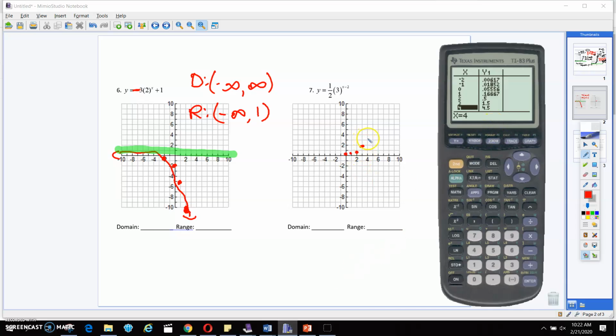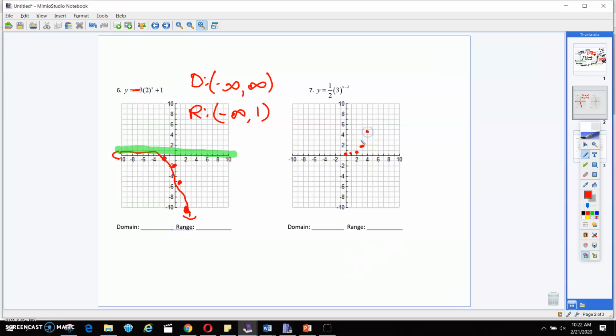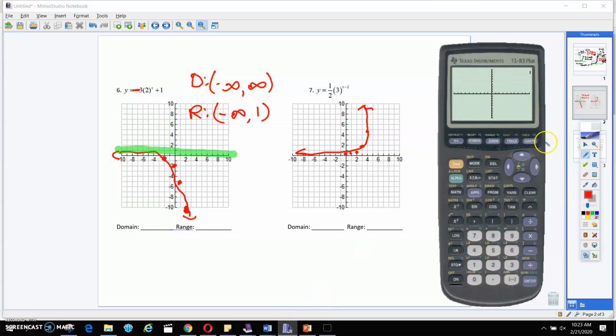And 4, 4.5. Okay, so my graph's going to look something like this. Okay, and the way I can check that is I can just hit the graph button, and my graph should match up with what I have drawn, which it does, roughly.